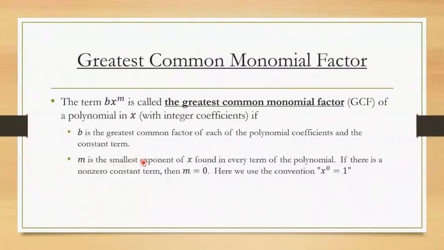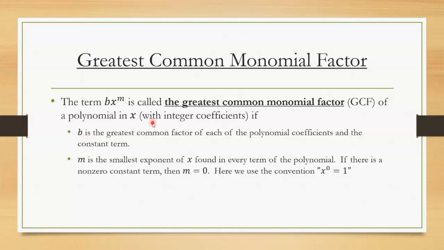So the first thing we're going to deal with is what's called the greatest common monomial factor. And as you'll see, I wrote the definition here on the slide. As you can see, the greatest common monomial factor is a monomial, b times x to the m. The b, the coefficient of this, is the greatest common factor of the coefficients and the non-zero constant term. It is the greatest common factor among the coefficients and the constant term of the polynomial.